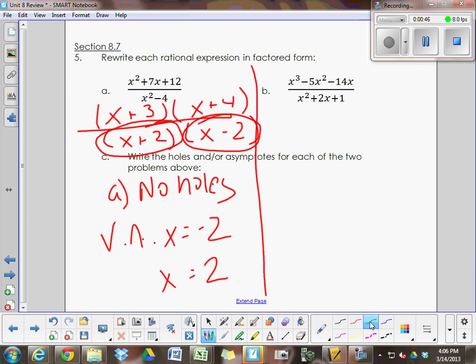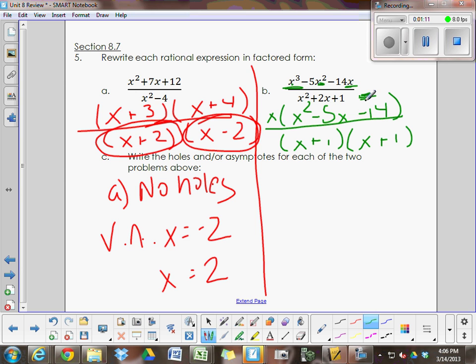For B, factoring the numerator, I notice that every term here has an x in it, so we can factor out that common x, reducing this first degree to x squared, second degree to 5x, and the last term is now just 14. All that's over... Let's go ahead and factor this while we're here. x plus 1 times x plus 1 is what that bottom factors into.